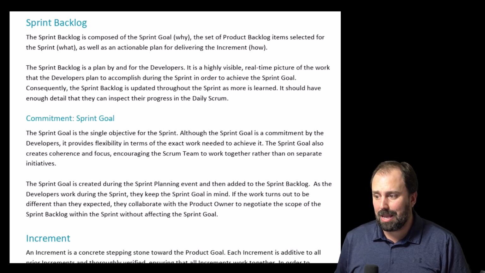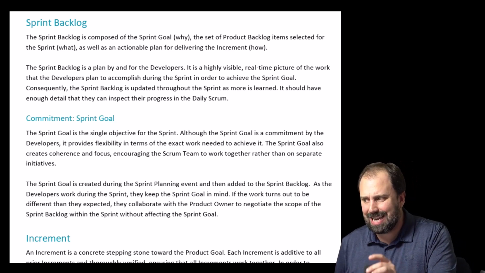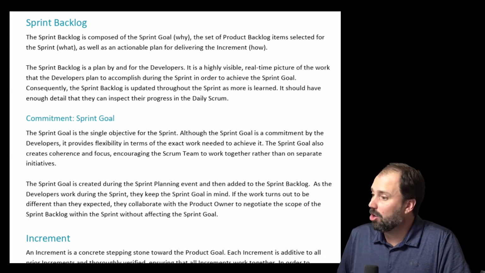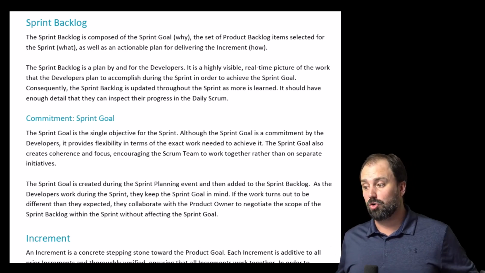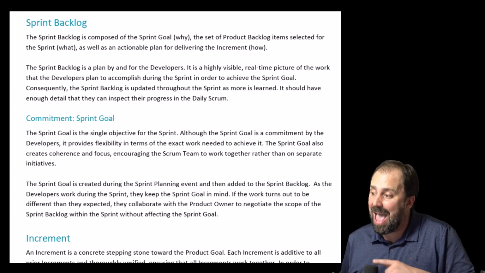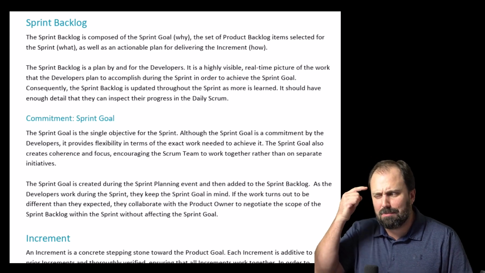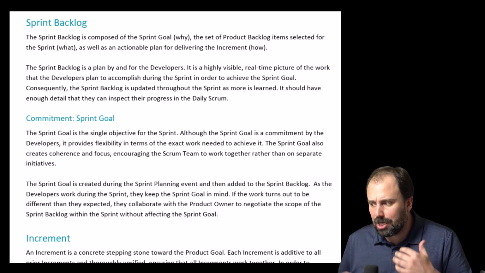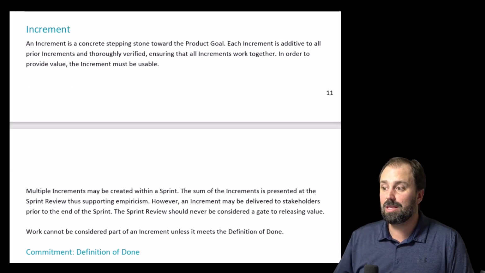Although the sprint goal is a commitment by the developers, it provides flexibility in terms of the exact work needed to achieve it. The sprint goal also creates coherence and focus, encouraging the Scrum team to work together rather than on separate initiatives. The sprint goal is created during the sprint planning event and then added to the sprint backlog. As the developers work during the sprint, they keep the sprint goal in mind. If the work turns out to be different than what they expected, they collaborate with the product owner to negotiate the scope of the sprint backlog within the sprint without affecting the sprint goal.